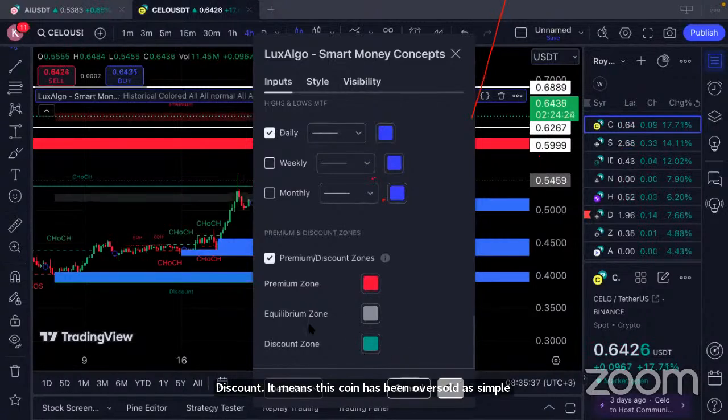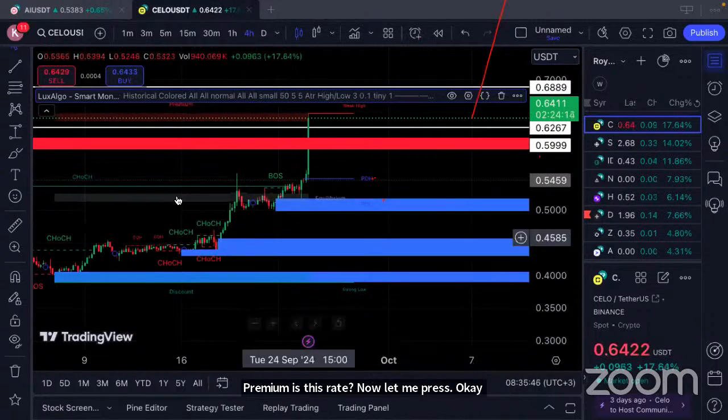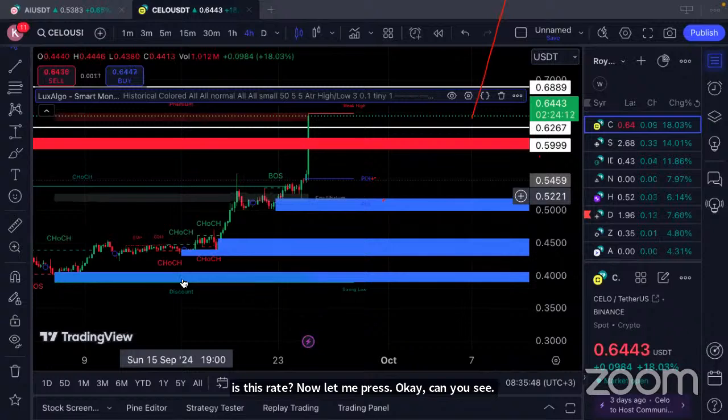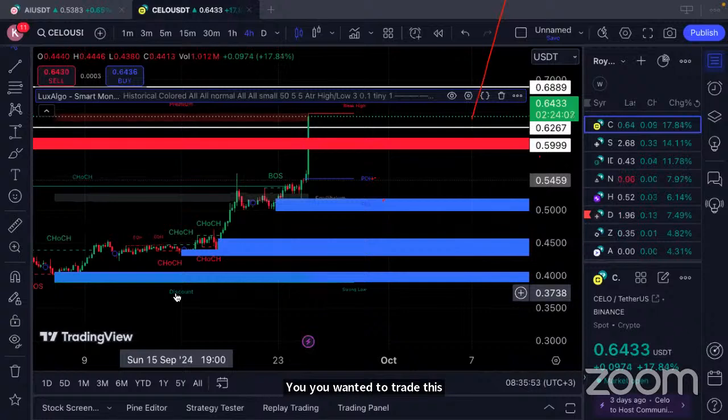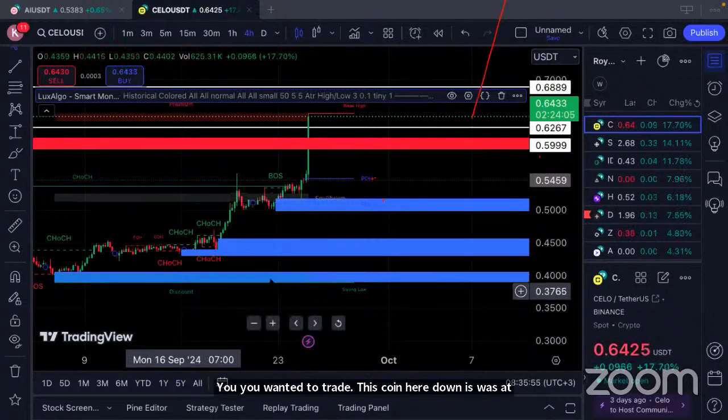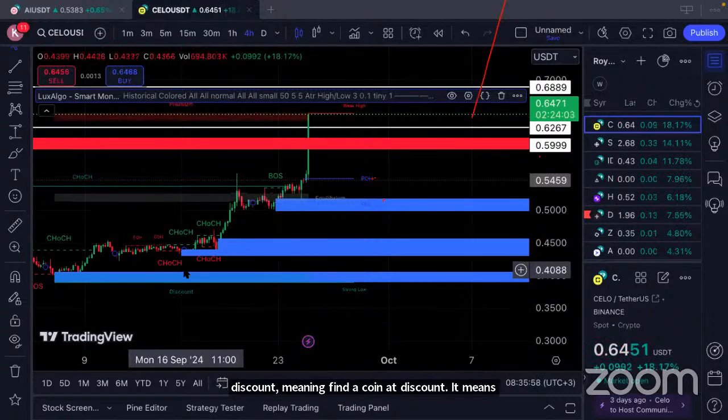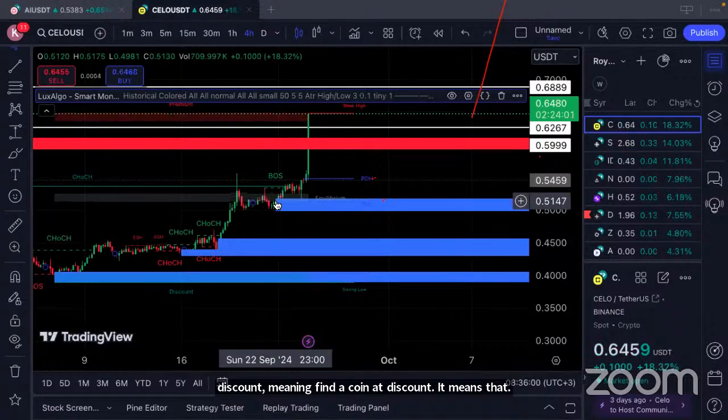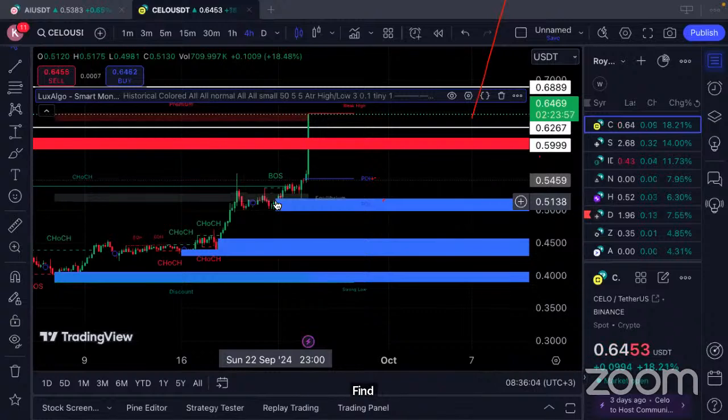Now look here, let me press OK. Equilibrium is this gray. Discount is this green. Premium is this red. Can you see? You wanted to trade this coin. Here down was at discount, meaning find a coin at discount. It means that it is at its lowest point. Find a coin at equilibrium. It means that it is at its halfway.